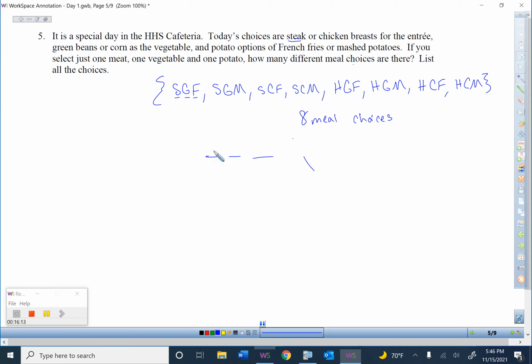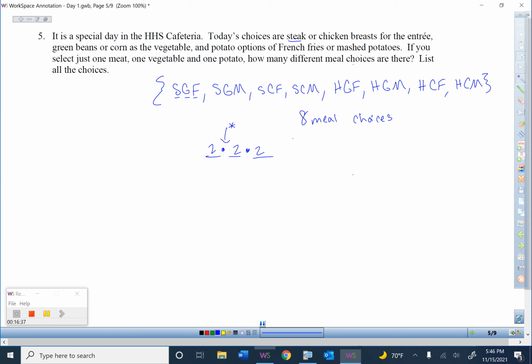And because there were 2 choices for the entree, 2 choices for the potato, and 2 choices for the vegetable, what we ended up doing here is saying one choice and another choice and another choice, and "and" is going to mean multiply for us. So we ended up with 2 times 2 times 2 to get that 8 choices.